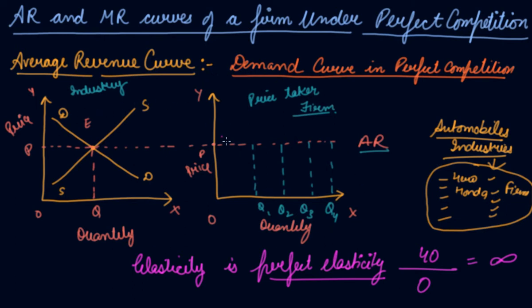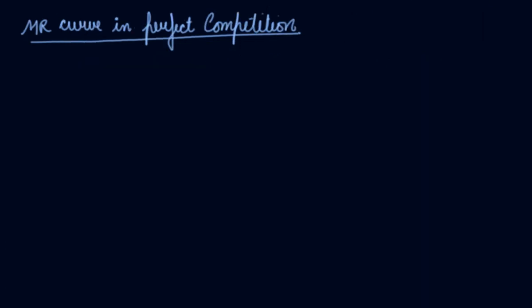This is how you determine your price in the perfect competition market for a firm. With the market forces of demand and supply in the industry, you decide the price and then you extend the price, and the firm is a price taker. So this is the AR curve of the firm, and the elasticity is perfectly elastic. We have understood that your AR curve is constant as the firm is a price taker in the industry.